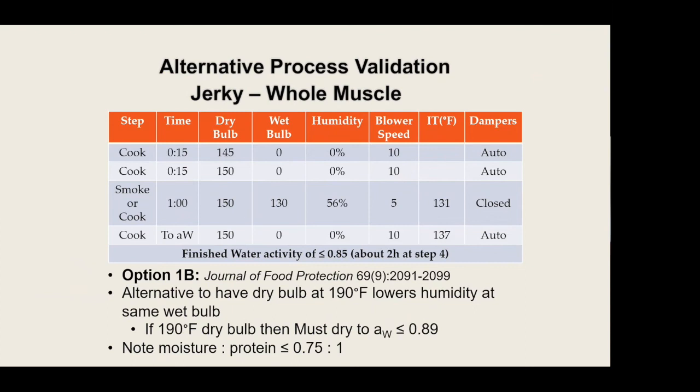From the same paper as the slide previously, displayed here is yet another cook schedule. If you utilize a dry bulb temperature of 150 degrees Fahrenheit, a water activity of 0.85 or less would need to be met. If you were to use a dry bulb temperature of 190 degrees, then a final water activity of 0.89 or less would need to be met. Again, I recommend pausing this slide to identify if this cook process would work in your facility.